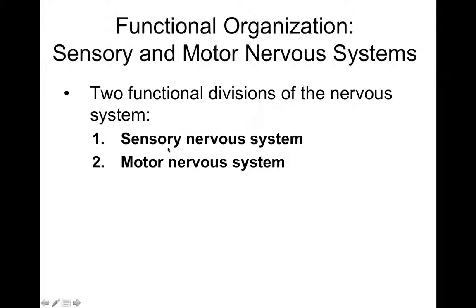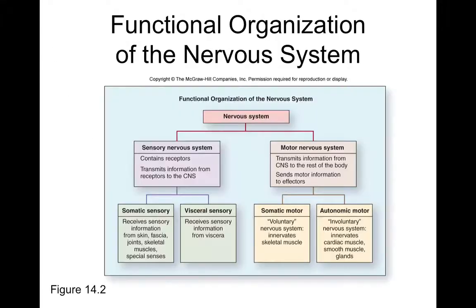Now, we can divide the nervous system functionally into two categories. We've got sensory and motor divisions. The sensory part of your nervous system is just what picks up information, either information inside your body or outside of your body. That's the sensory division. And then the motor division of your nervous system controls smooth muscle, skeletal muscle, and cardiac muscle. Some of these are unconscious, some of these are conscious. So we'll talk about the difference between these.